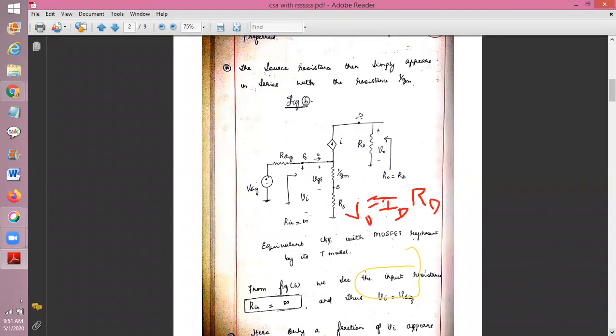See here, the current ID, if I apply KVL here, the current is going away from the junction, or the current is flowing in the downward direction. So what happens? The current flows from higher potential to lower potential. So your V0 appears to be minus ID into RD. Please write it: V0 is equal to minus ID into RD. Very important. Now this ID is nothing but this I.